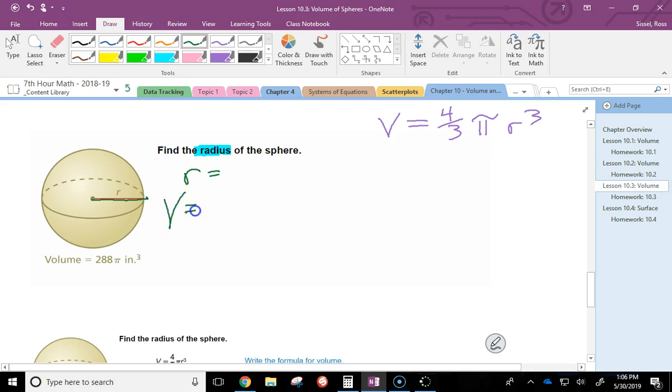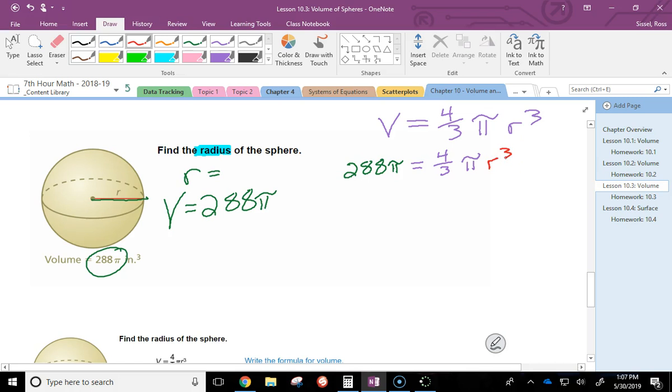My volume is 288 pi. Do not forget the pi. A lot of people did this when we previewed this for math testing. They just said 288 and forgot about the pi sitting by it. If it's there, you got to put it in. Okay, pay attention. This one's not too hard, but there's only one trick that you need to make sure you understand. When I substitute this in, my volume was 288 times pi. 4/3 times pi. And we want to solve for my radius. So I want to find what r is.